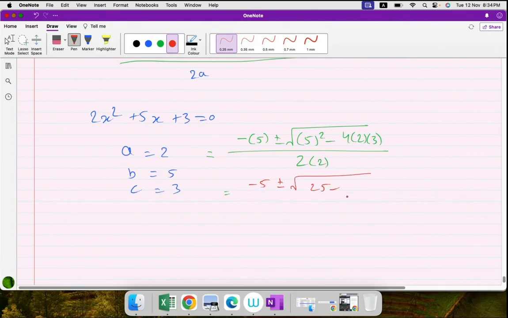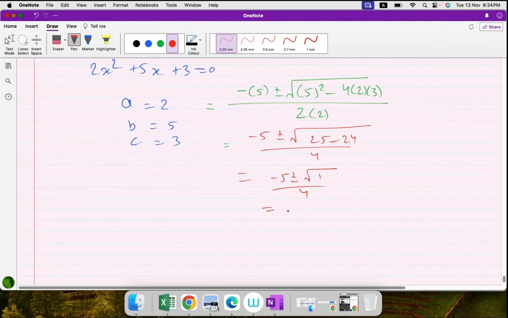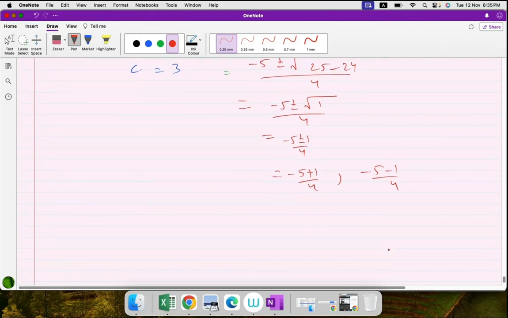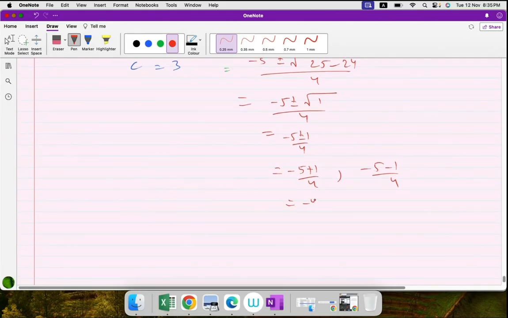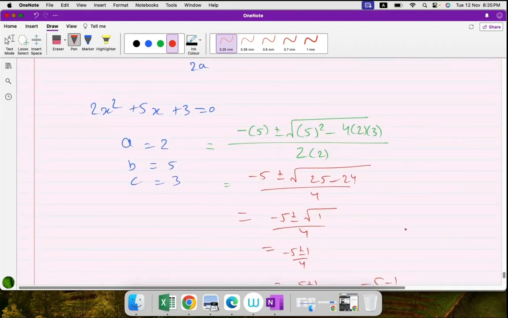25 minus 4 into 2 into 3 is 24, so that's 1 by 4. And square root of 1 is 1. Minus 5 plus minus 1 by 4. So one is negative 5 plus 1 by 4, the other is negative 5 minus 1 by 4. Making it minus 4 by 4 and minus 6 by 4. Minus 1 and minus 3 by 2. So these are the two answers using the quadratic formula.